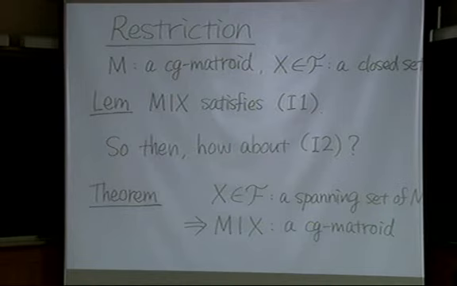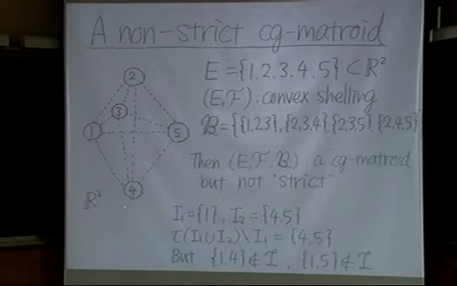So then how about the second augmentation property? There is a theorem. If the closed set X is a spanning set of the CG matroid M, then the restriction is also a CG matroid. If the closed set is a spanning set, then the restriction is a CG matroid. But this is a non-strict CG matroid again.